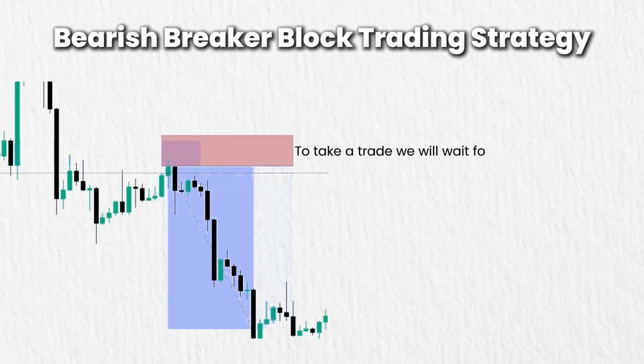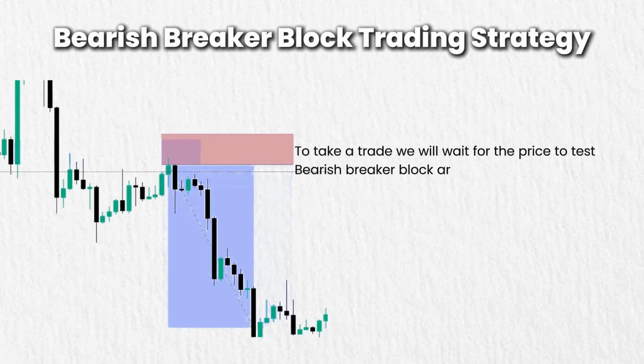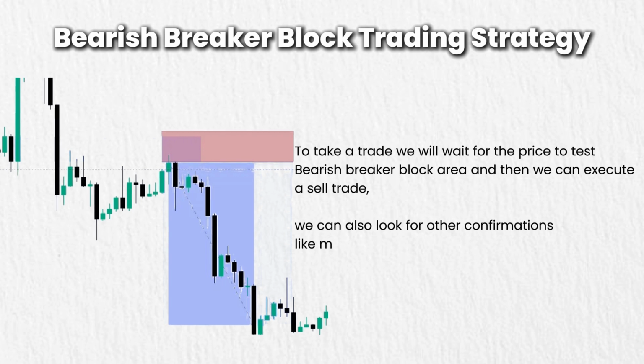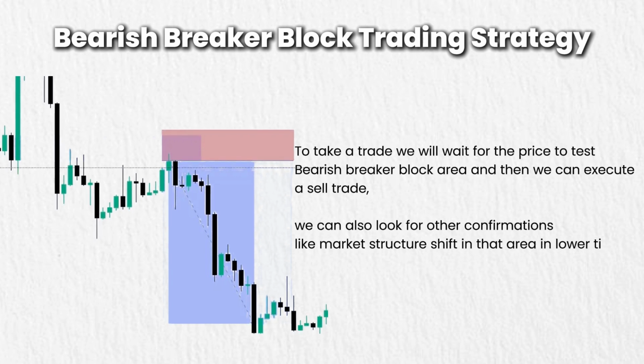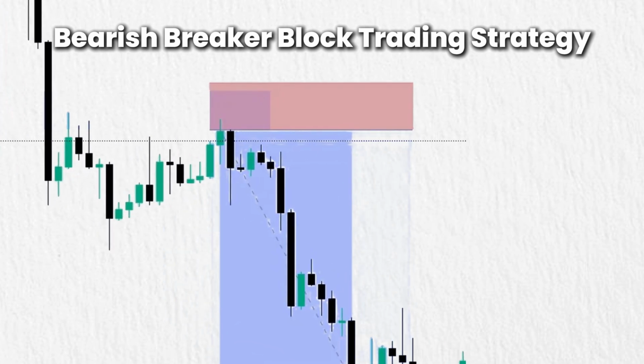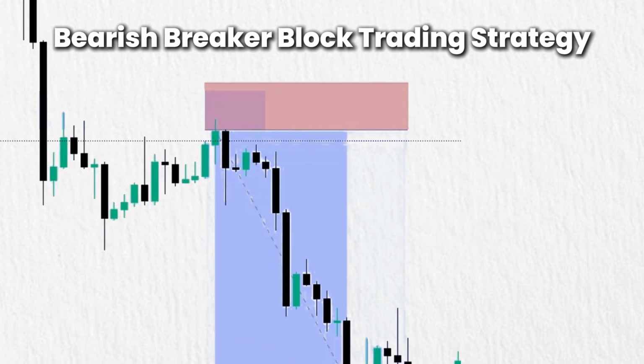To take a trade, we will wait for the price to test bearish breaker block area, and then we can execute a sell trade. We can also look for other confirmations like market structure shift in that area in lower time frame. While executing a trade using bearish breaker block, you should set your stop loss few pips above the high of bearish breaker block.